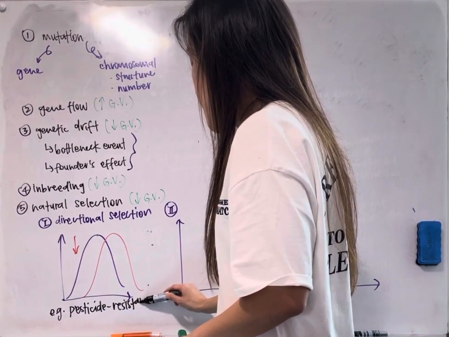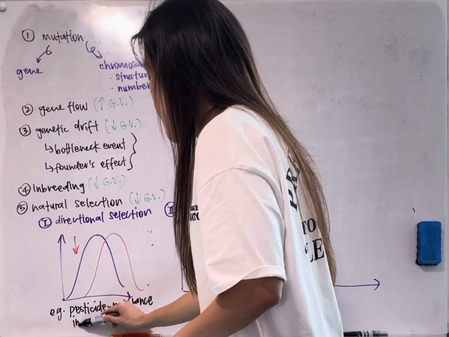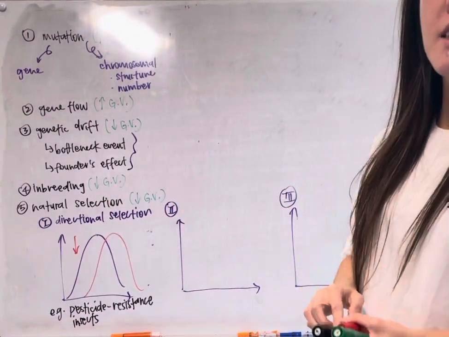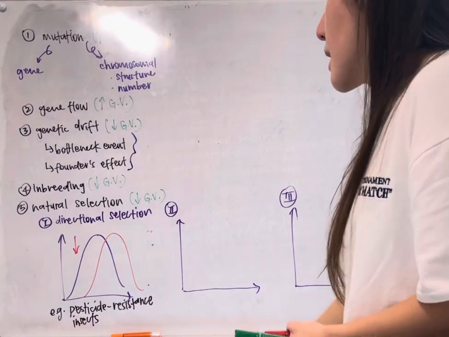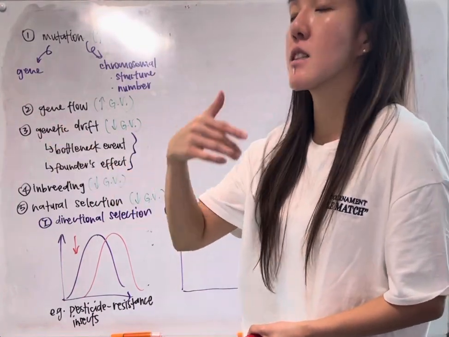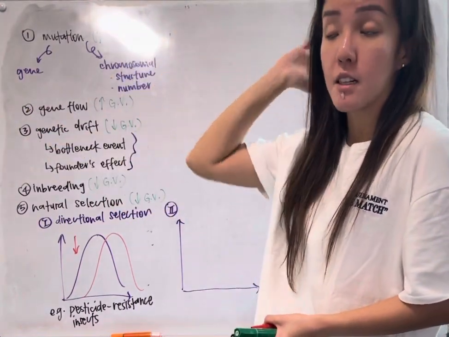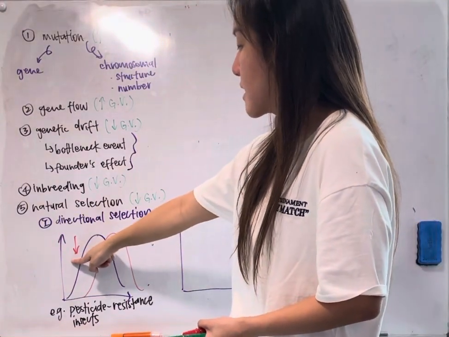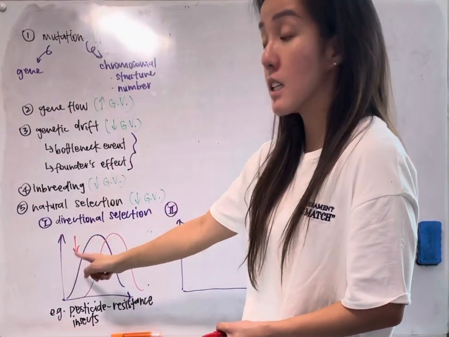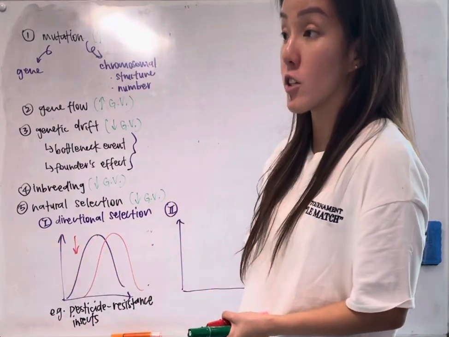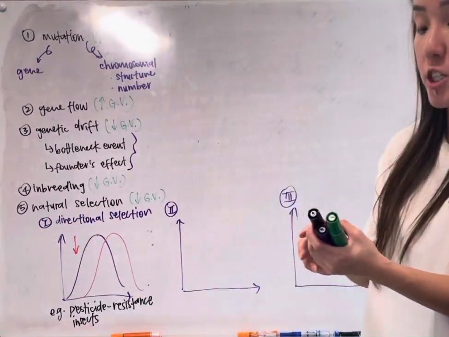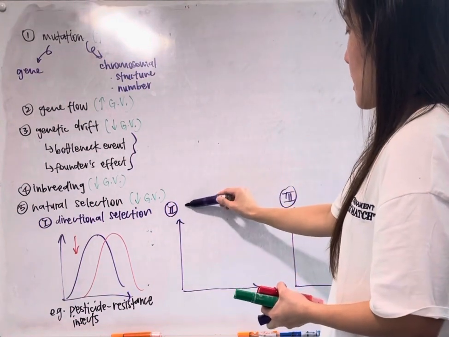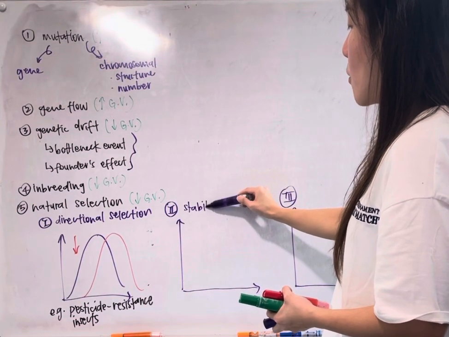For example, if the selection pressure is the mass usage of insecticides or pesticides, wouldn't that select for those that have pesticide resistance? Those without pesticide resistance are selected against. Understand? That's why you see it causes a shift. This is called directional selection. Valentia, what's the second type of selection? Stabilizing selection, select for what?